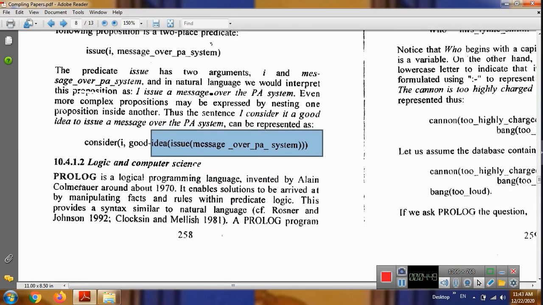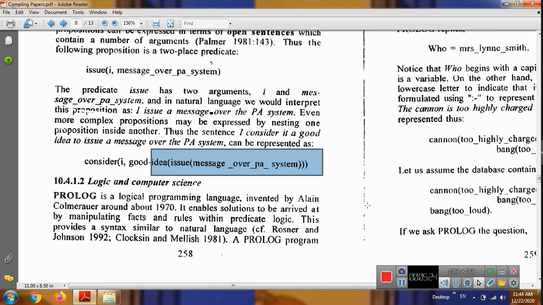About logic and computer science. Prolog is a logical programming language invented by Alain Colmerauer around 1970. Here you should know what Prolog is. It enables a solution to be arrived at by manipulating facts and rules within predicate logic. This provides a syntax similar to natural language.